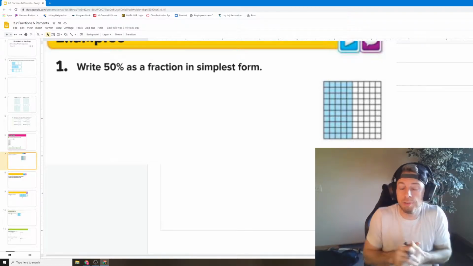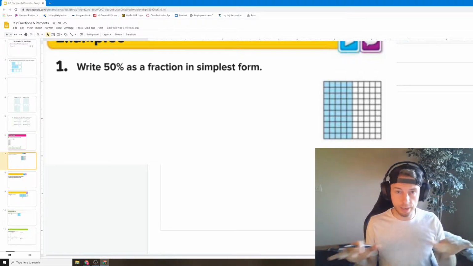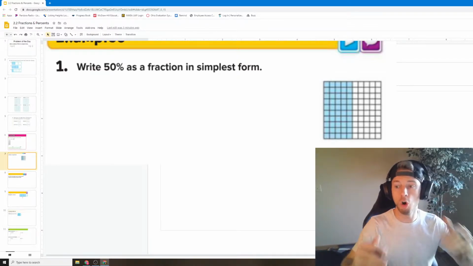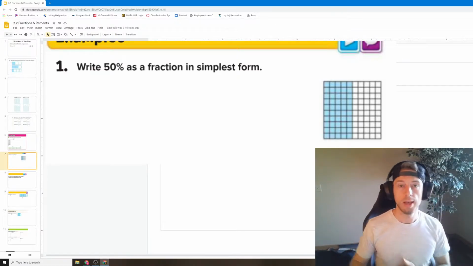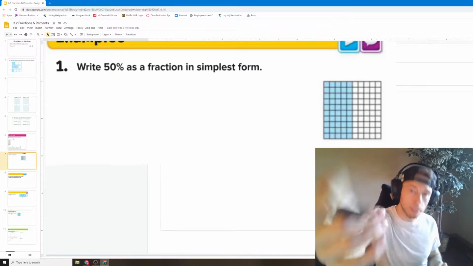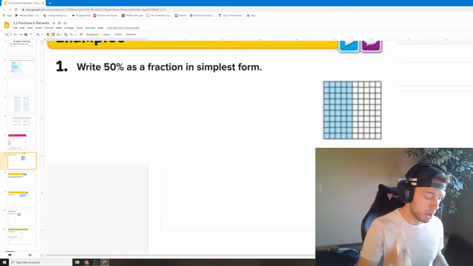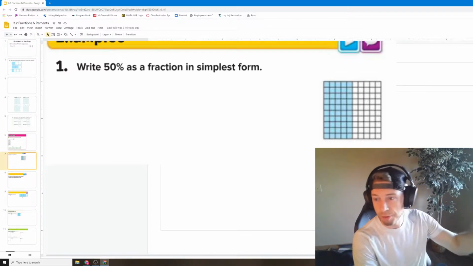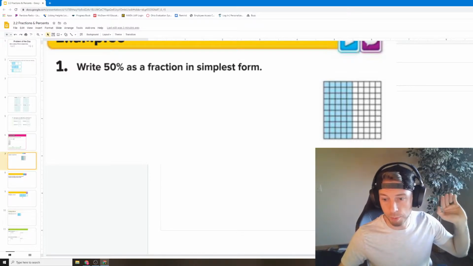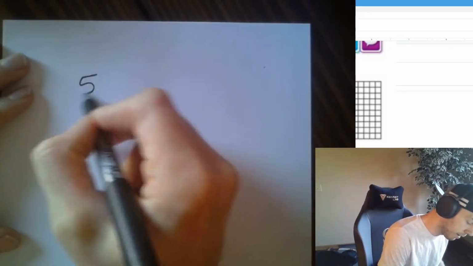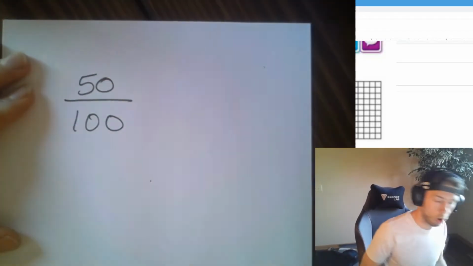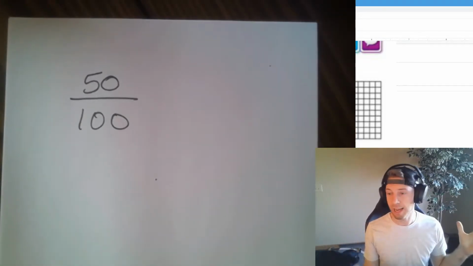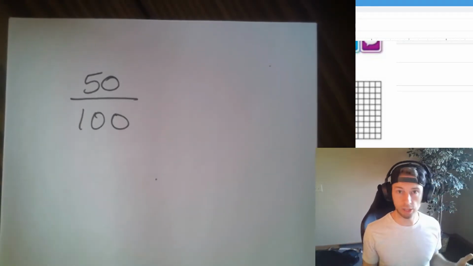So if I tell you 50%, any percentage I give you, all you have to do is take that number and put it over 100. Now that could then be simplified, obviously, because all fractions can be simplified. But the first thing we're going to do is take that number, in this case 50, and write that over 100. It's 50 out of 100. That is exactly how you take a percentage and write it as a fraction.